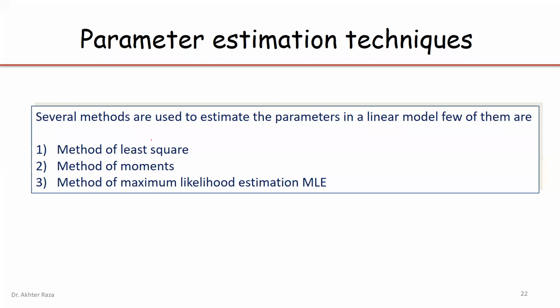Model learning is basically parameter estimation. So we have to estimate beta naught and beta 1. There are different techniques of parameter estimation. One of them is known as the method of least squares, and others are the method of moments and the method of maximum likelihood estimation. But here I am introducing the method of least squares. These are the different techniques of parameter estimation.